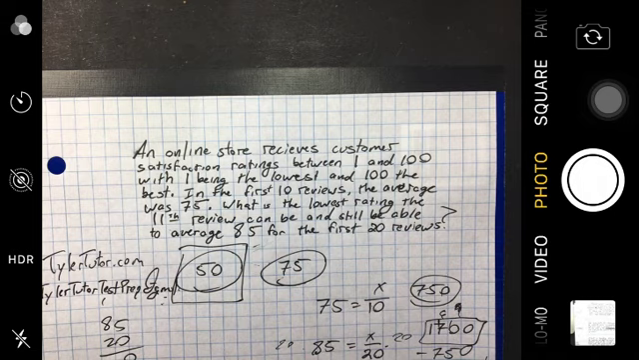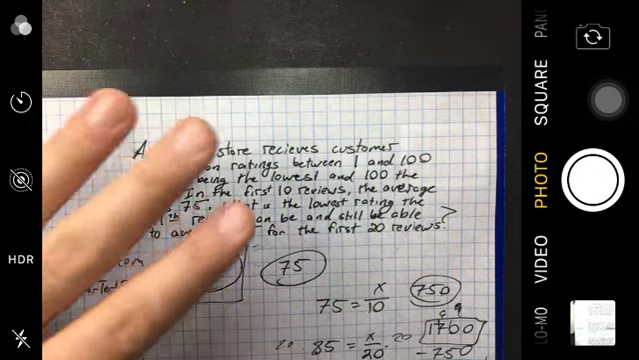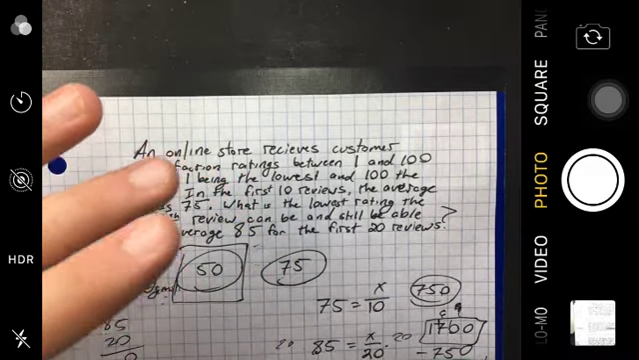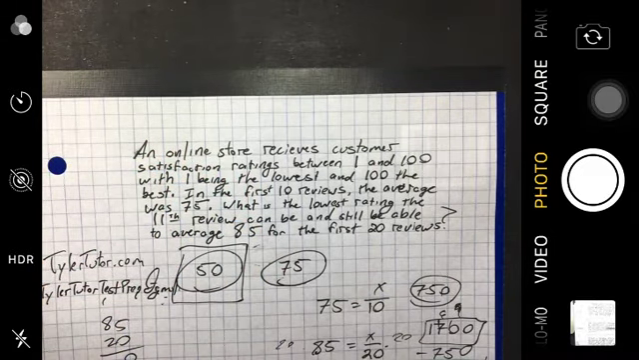So the least would be 95? At least 85? That would be the lowest rating, 85? No, they could rate it lower. That 11th review can be as low as 50. And then if everybody else in the 20 reviews gives a 100, that'll average out fine.